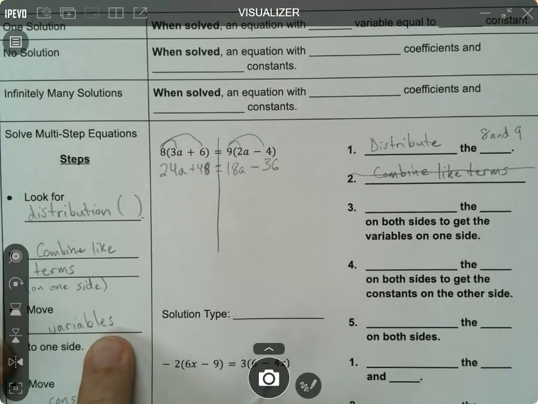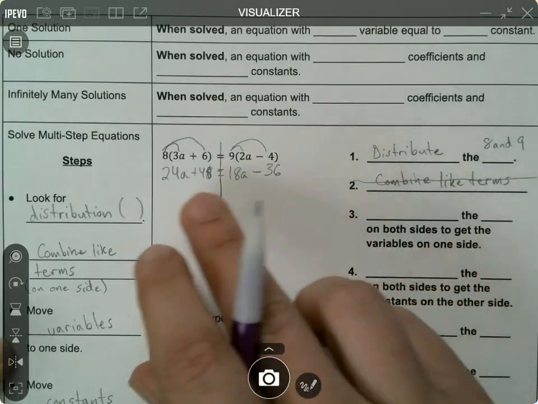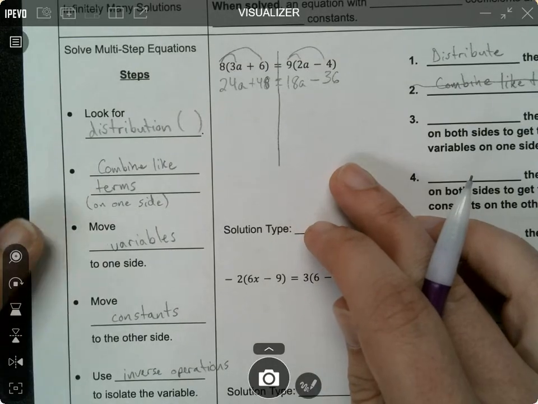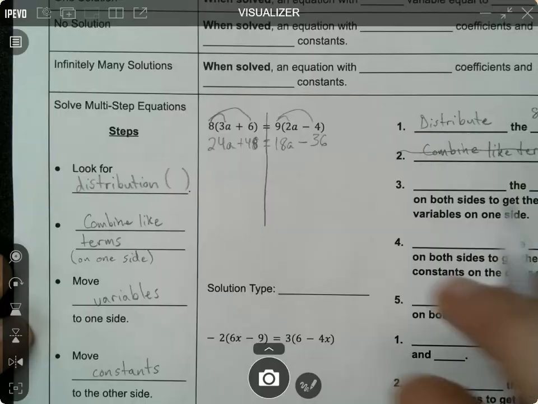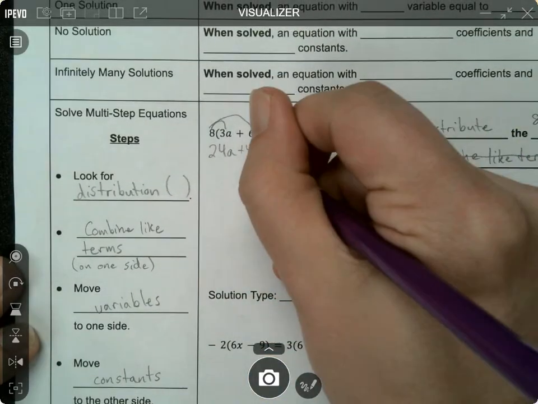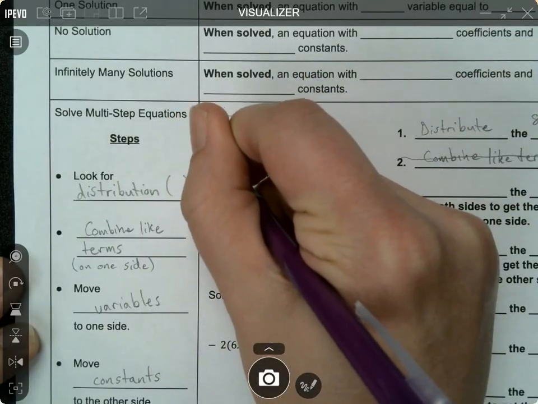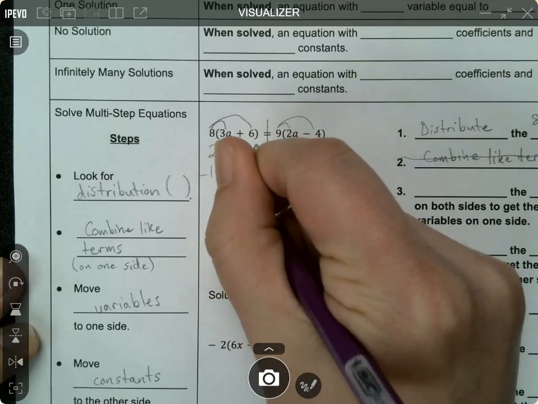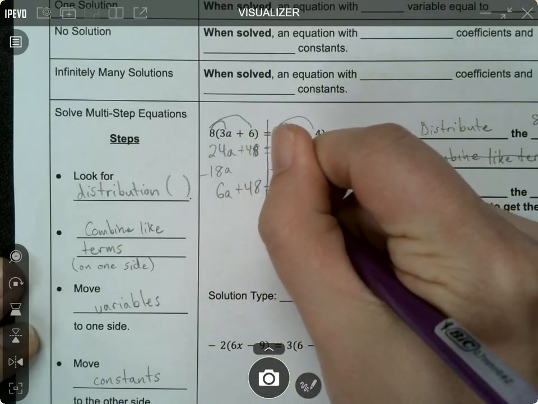After that, we need to get our variables on one side. You can do different things, and remember, these can kind of be switched if you want to, but I would prefer you do this, because if you try to move your constants, you're going to confuse yourselves. And when we move our variables to one side, I try to get a positive coefficient. So I will subtract 18a. 24 minus 18, I believe, is a 6a. Equals negative 36.